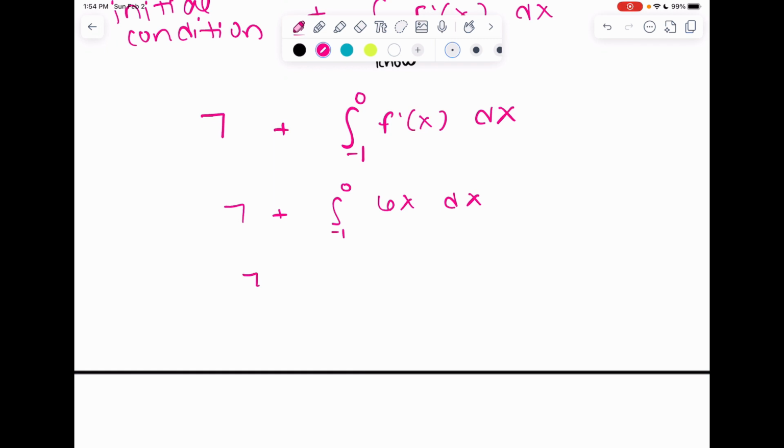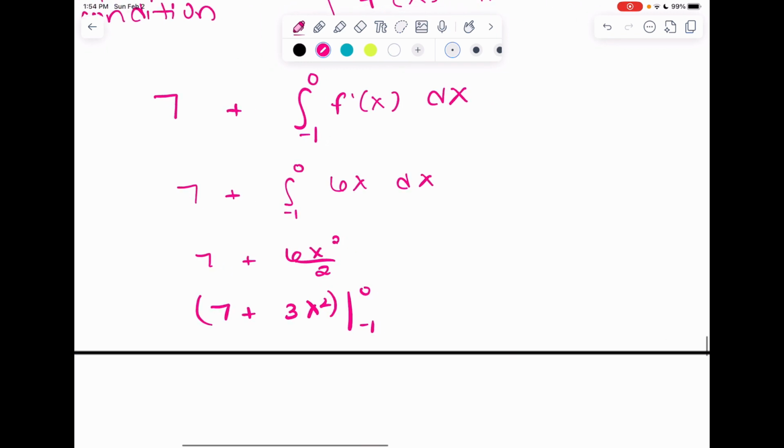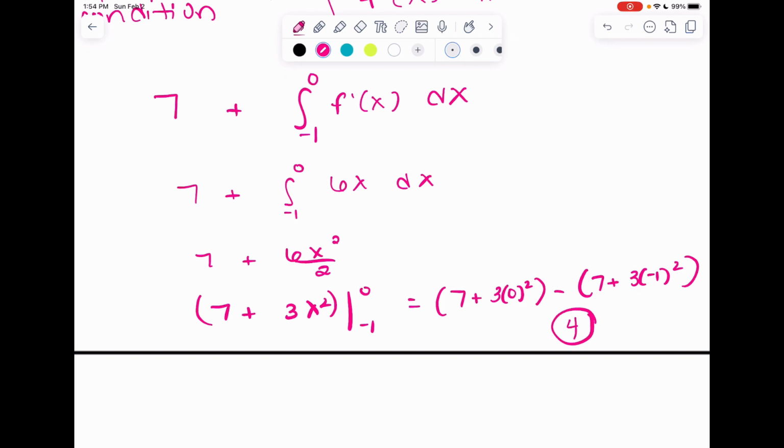So now I'm going to integrate over here. This is going to give me 6x squared over 2, or we could simplify that to 7 plus 3x squared. And we're going to now evaluate that expression using our bounds. So that's 7 plus 3 times 0 squared minus 7 plus 3 times -1 squared. And when I simplify all of that, I'm going to get 4 as my value of f of 0.